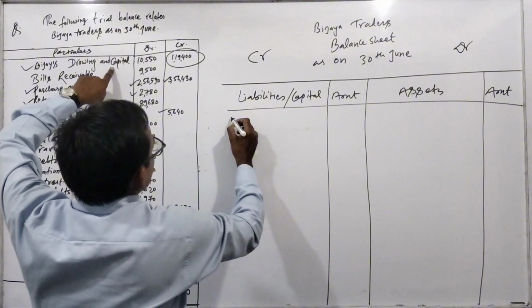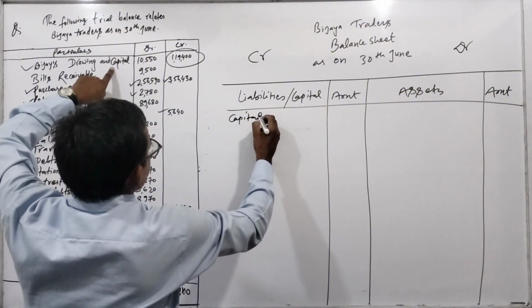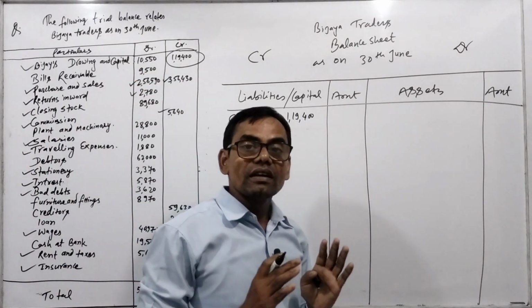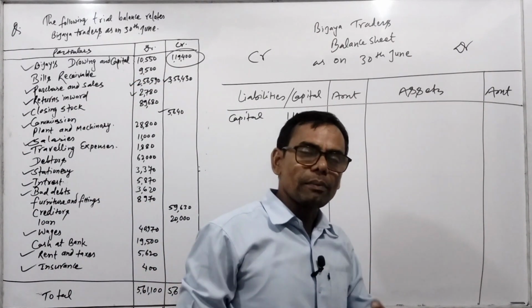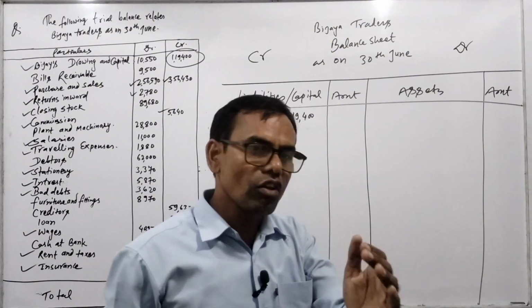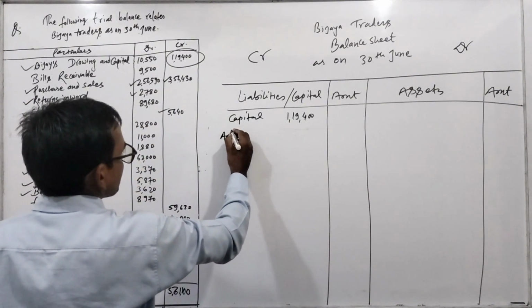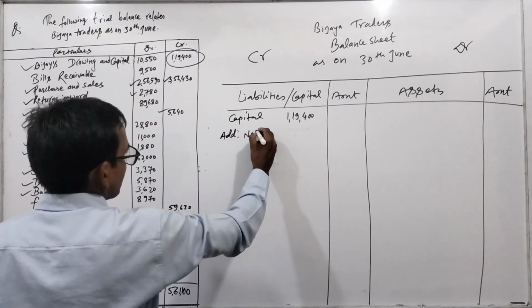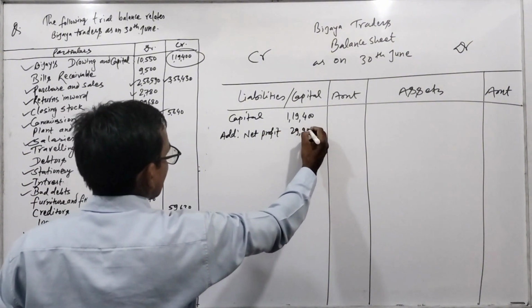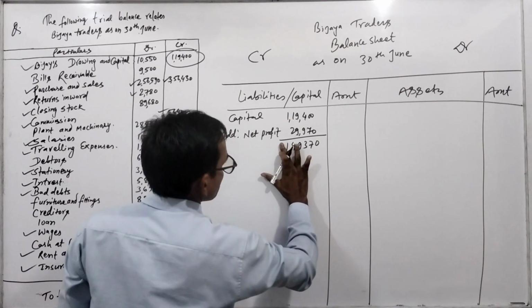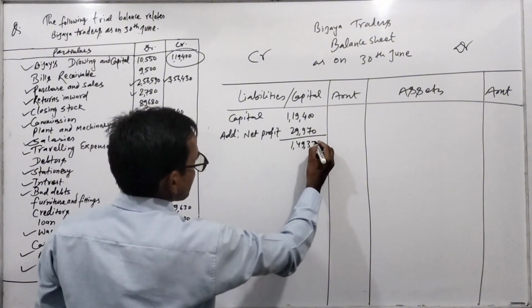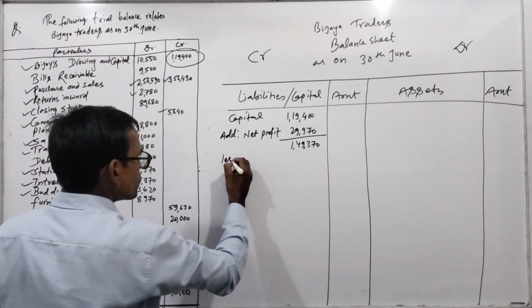So you write here Bijay capital. Capital is 1,19,400. After writing capital, you have to add the net profit that is found by the profit and loss account. And what was the net profit? That net profit you have to add. Net profit is 29,970. So add it. It becomes 1,49,370.